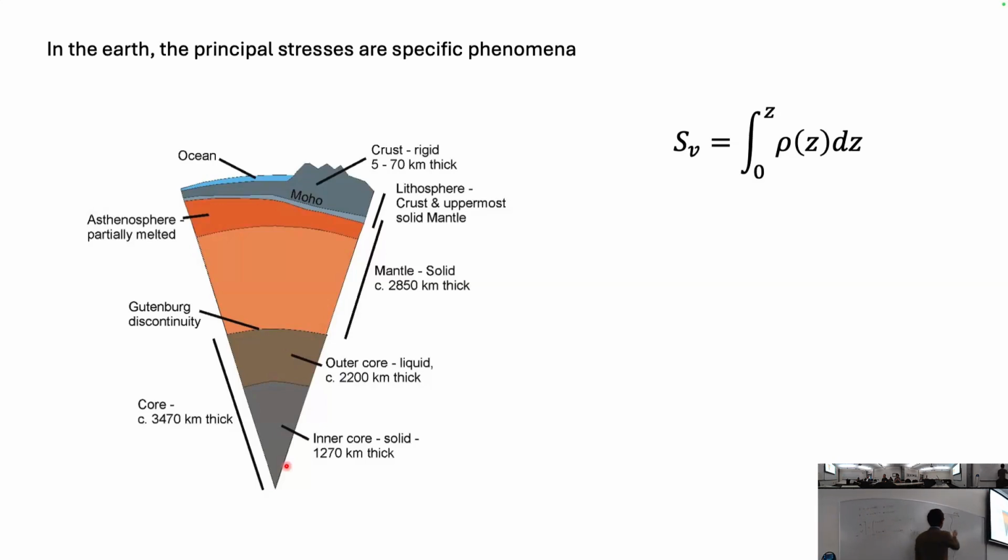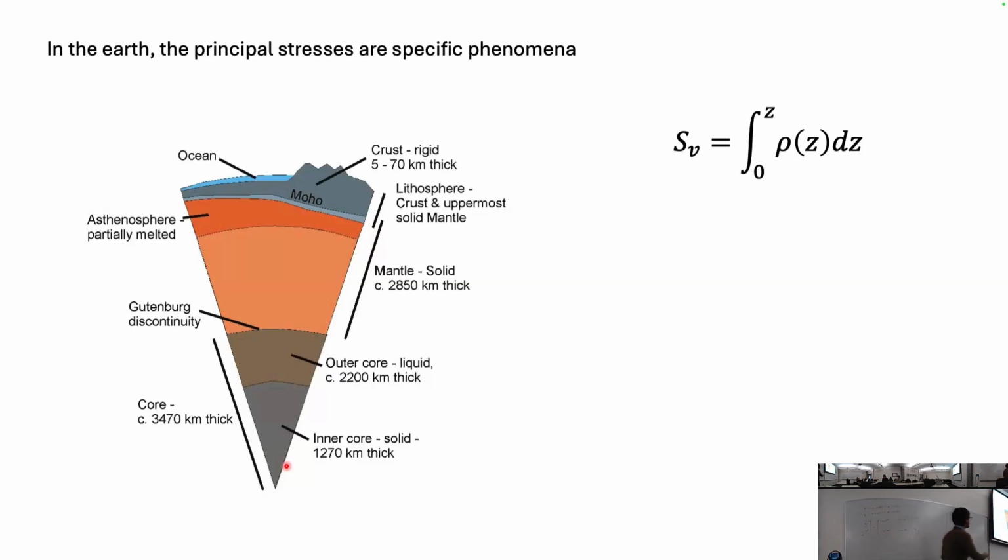Anyway, the weight of the rock is essentially the area under the density of the rock. So the point right here is the summation of all of the density above it, right? If you have really dense rocks above, that will increase the stress below. If you have really light rocks above, it will decrease the stress below.